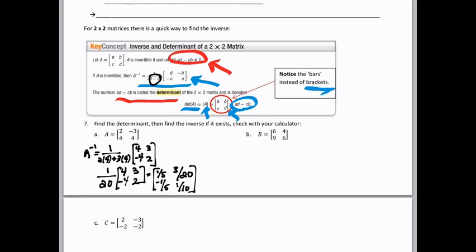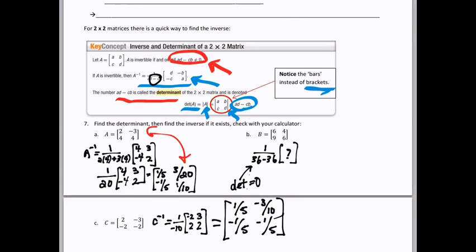Alright, that's all there is to finding the inverse using the determinant of a 2x2. You could definitely check this in your calculator, or like we said before, just multiply this matrix times the original matrix to make sure you get the identity. Alright, so now give this video a pause, try out B and C, and then start playing again when you want to check your answers.